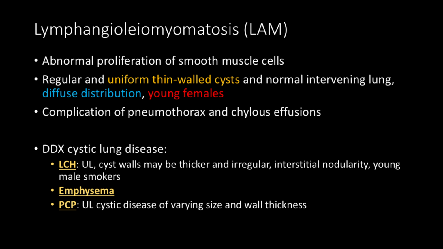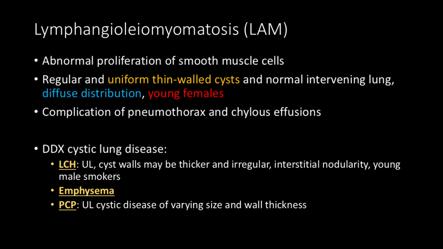When considering cystic lung diseases, it's important to run through other possible diagnoses. For example, Langerhans cell histiocytosis, LCH, might present similarly in the lungs, but we'd expect upper lobe cysts with thicker, more irregular walls, and it's more common in young male smokers. Then there's emphysema, but in that case we would expect hyperinflation with different cystic characteristics.